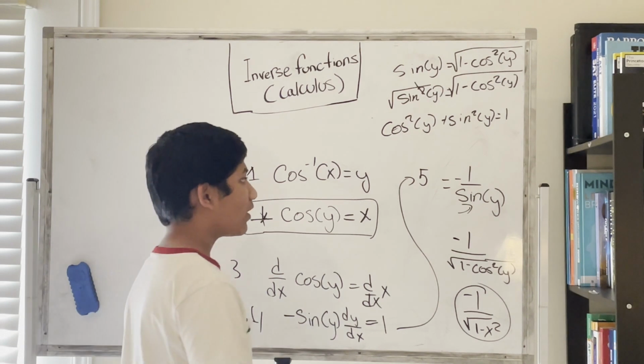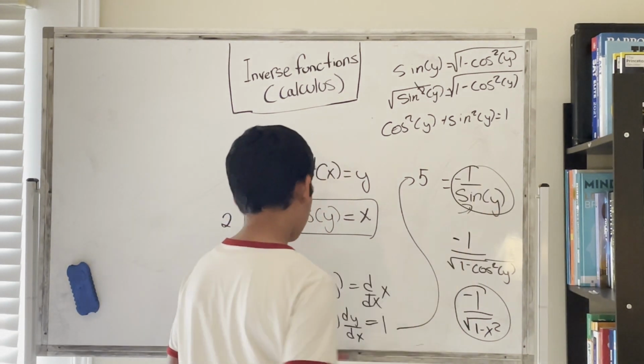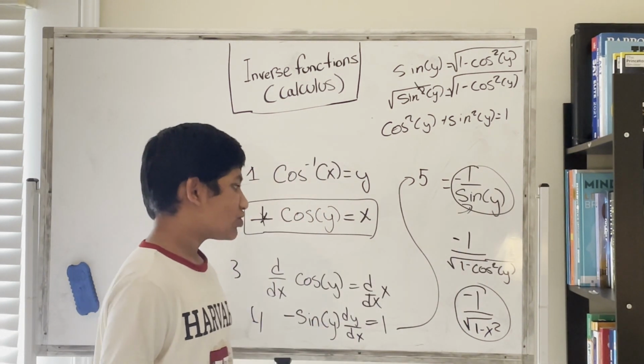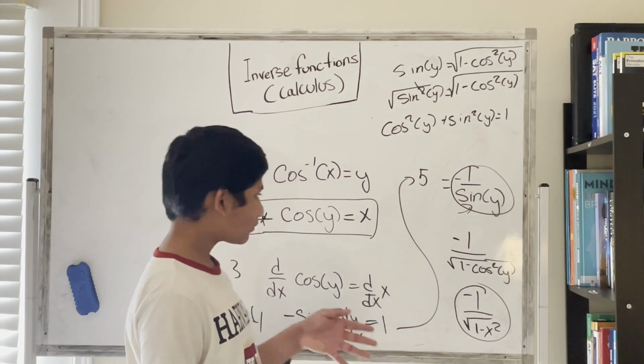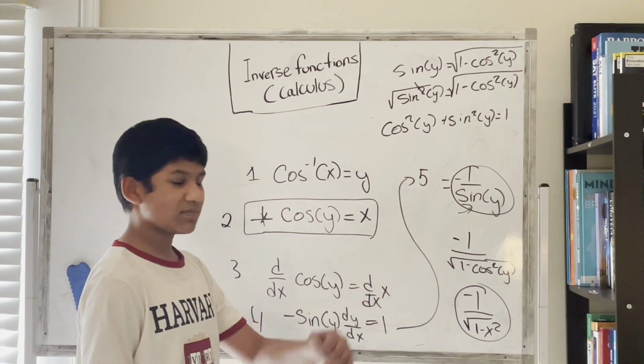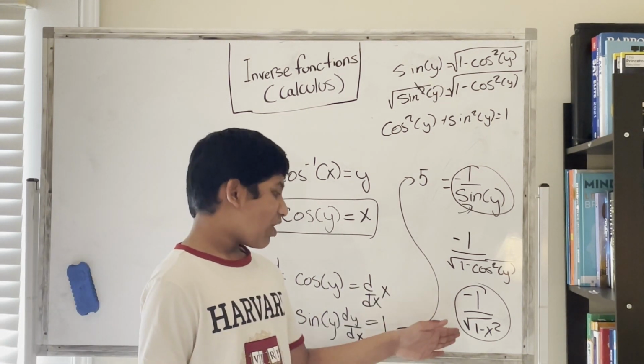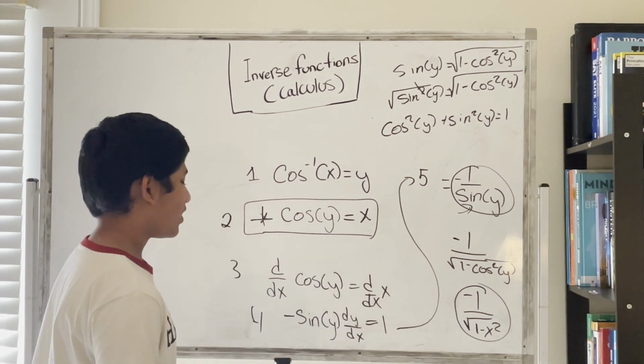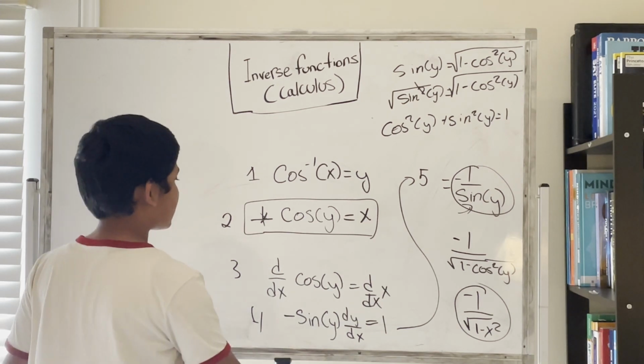So that's the one difference that you have to know between the inverse cosine and the inverse sine. Where did the minus come from? Earlier in this step when we had minus sine y, we divided by it. So remember that the difference between the inverse sine and the inverse cosine is the inverse cosine has a minus for the answer. And that's all you need for the inverse cosine of x.